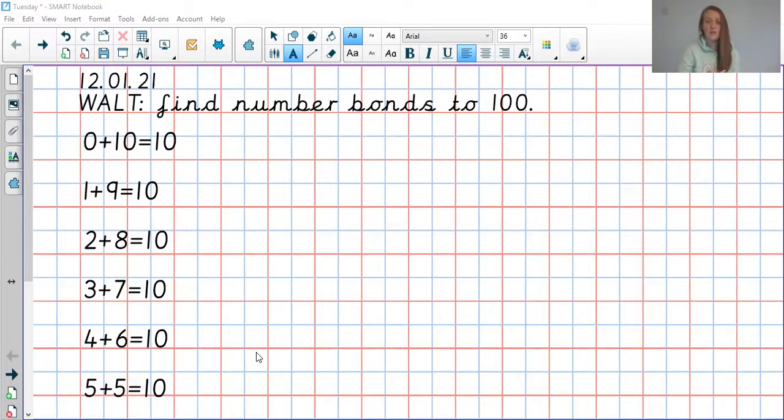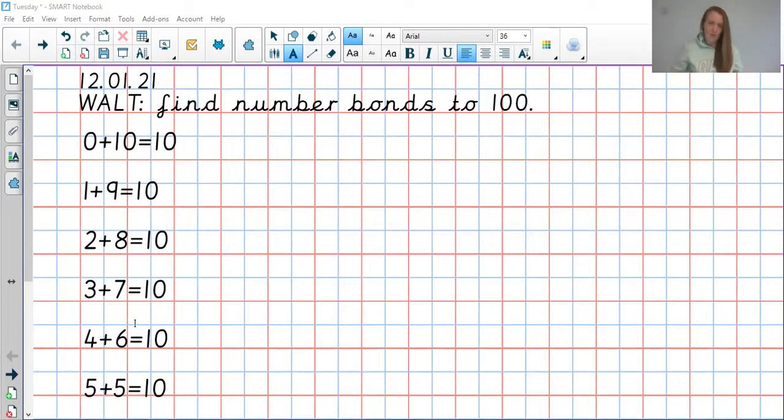We also know that these have got the commutative effect, which means that they can be turned around and we will get the same answer, and it can be reversed. So we know that it can be 9 add 1, it can be 8 add 2, it can be 7 add 3, it can be 6 and 4, and it can be 10 and 0, 10 add 0. So we can switch them around as well. They're all of our number bonds to 10. Now we can use our number bonds to 10 to also show our number bonds to 100.